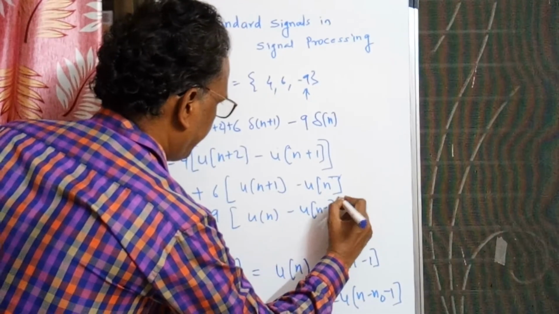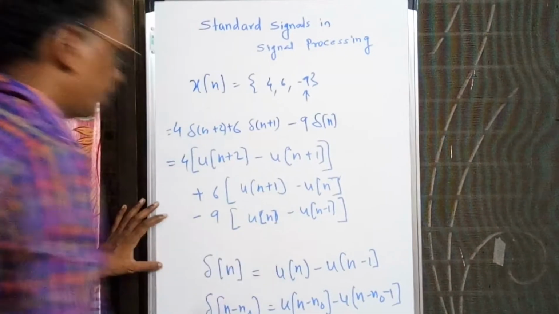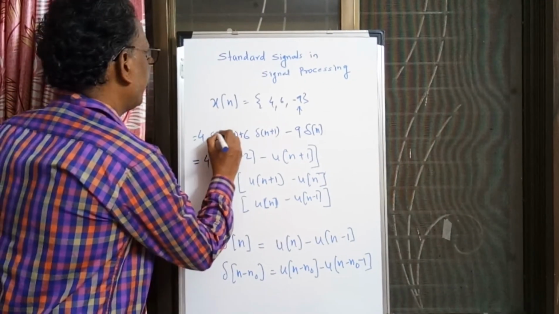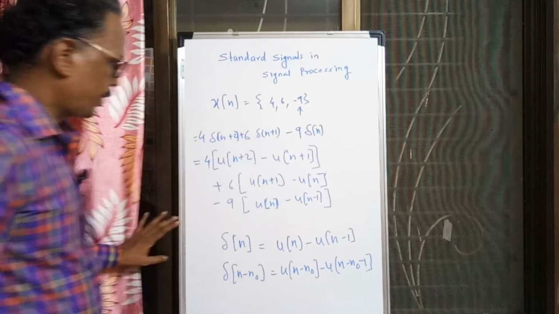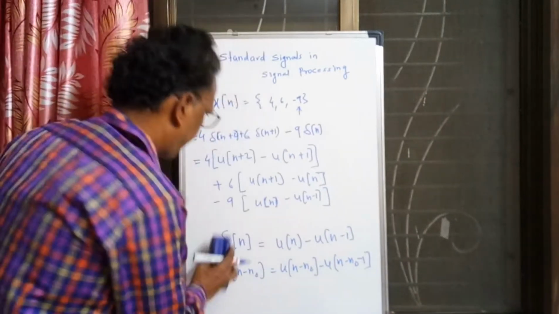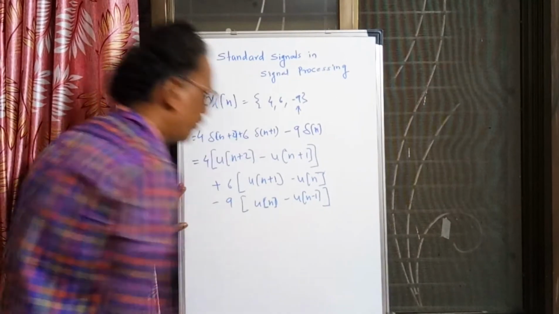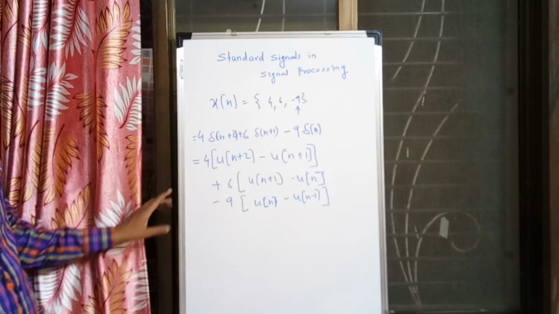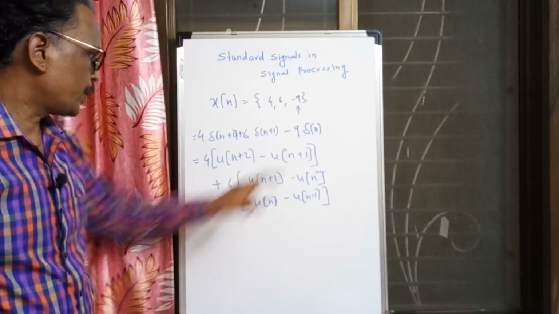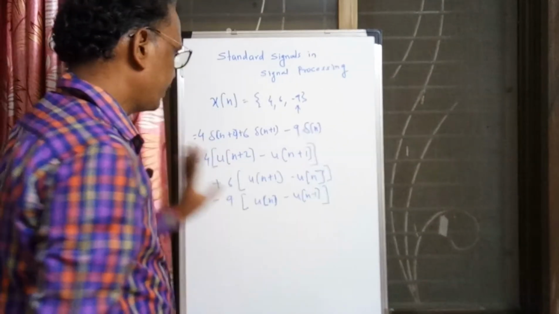Use square brackets for showing discrete time signals. Though I am using simple brackets many times, you use square brackets everywhere for discrete time signals, that is the standard practice. So here we are trying to express the given signal in terms of a linear combination of weighted and shifted unit step sequences. The u of n plus 1 appears in two terms, so we can combine these two. Here u of n is there, we can combine these two, and u of n minus 1 is single, so it will remain as it is.